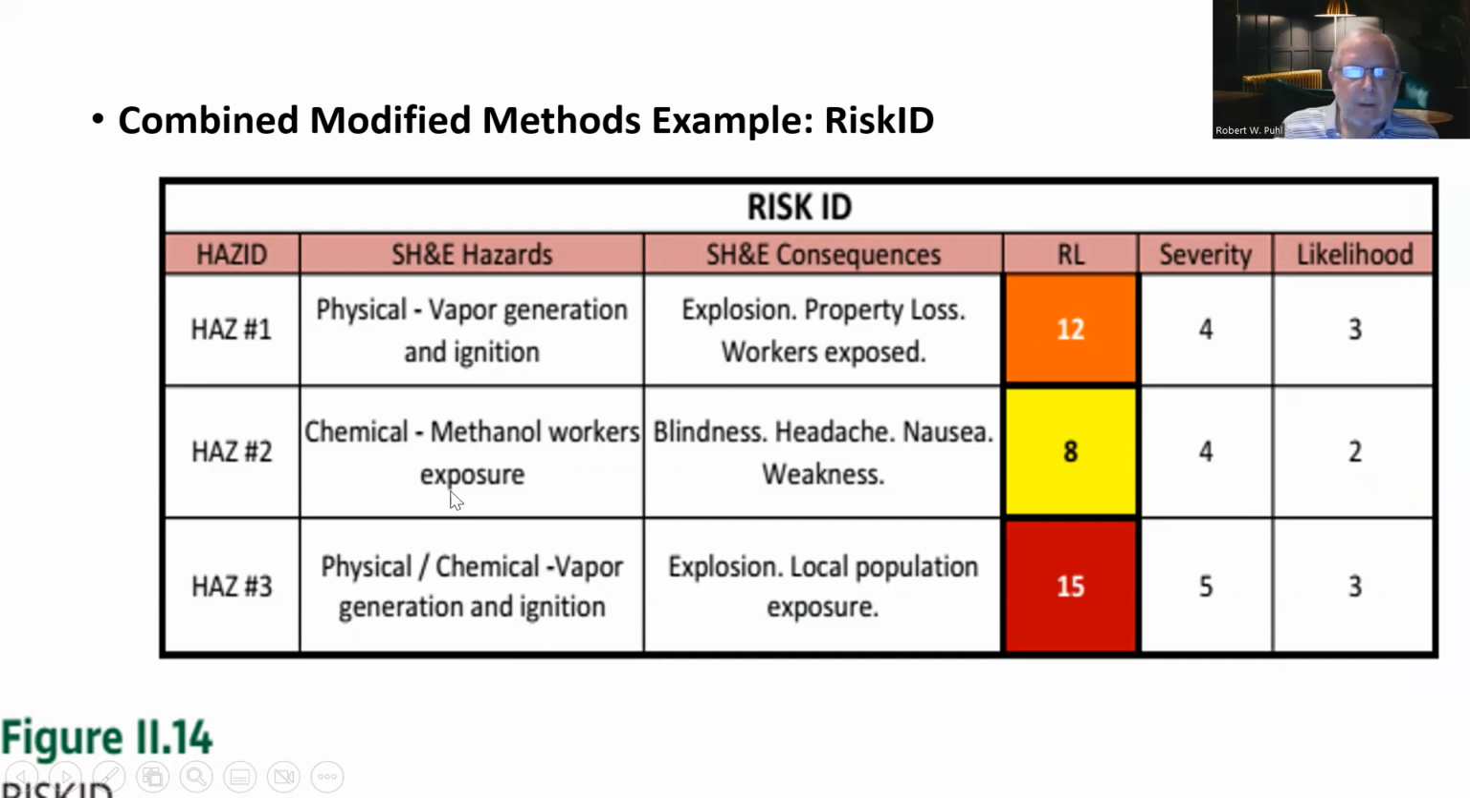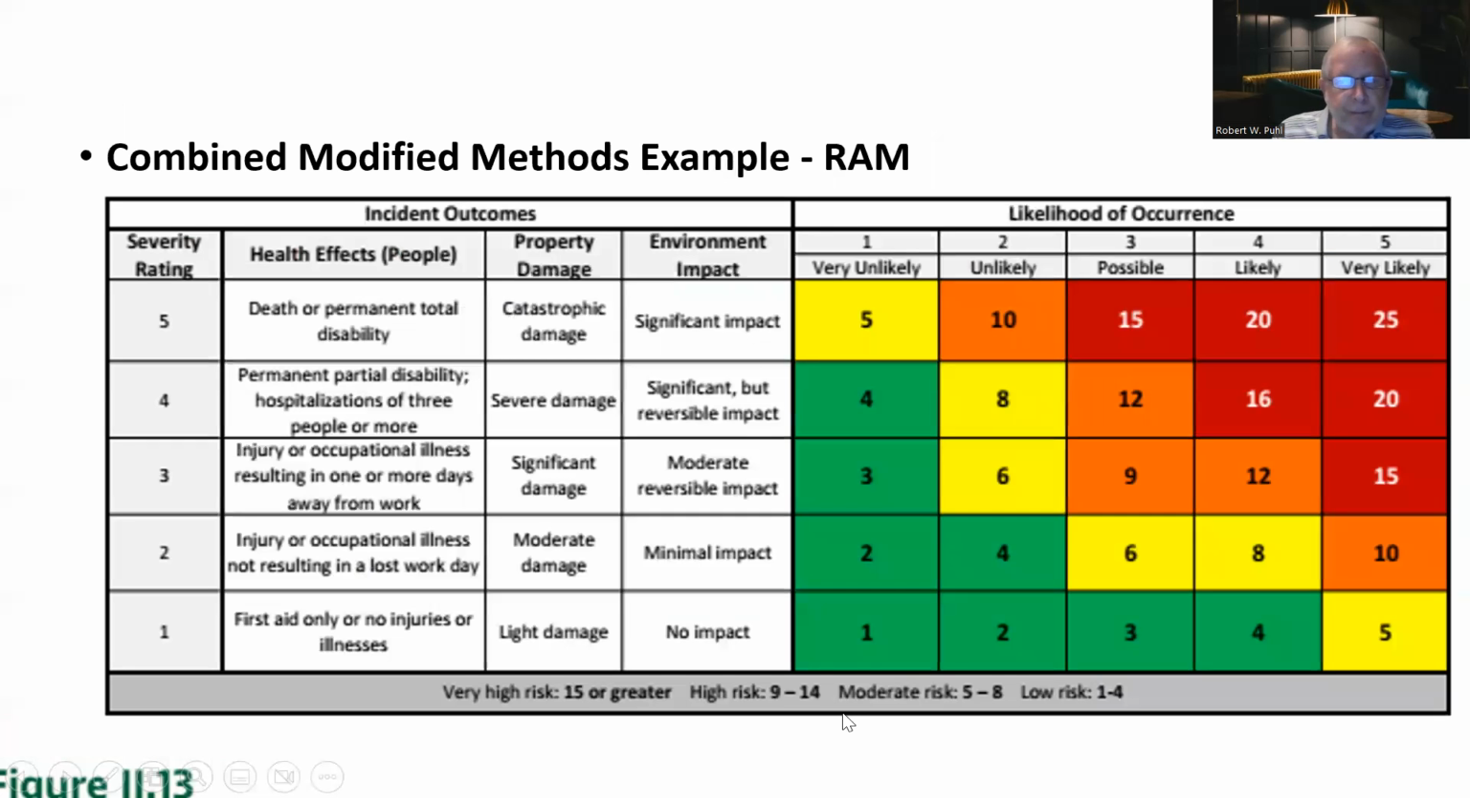The second one, chemical, methanol: workers exposed, blindness, headache, nausea. The rating is 4 and 2. Severity is 4, likelihood is only 2. Hazard 3, physical chemical vapor generation, ignition, explosion, local population exposure. That's a severity of 5 and a likelihood of 3. So that's a 15. So now here we go.